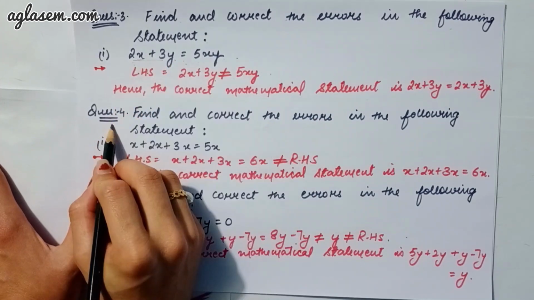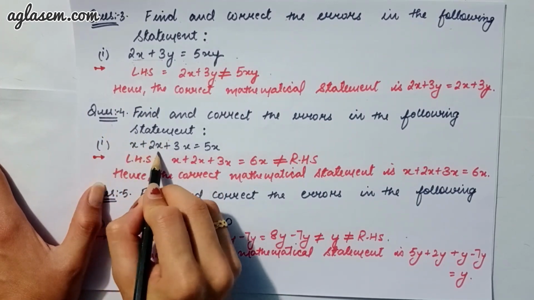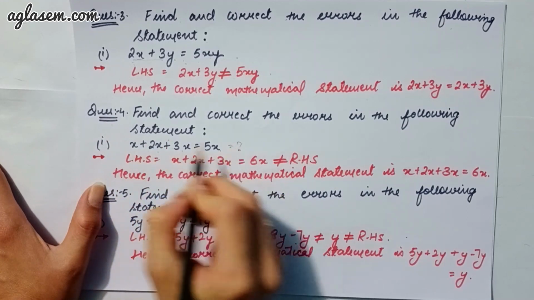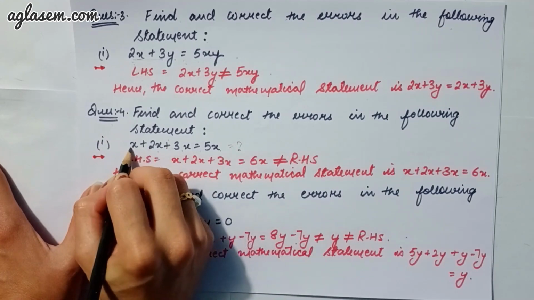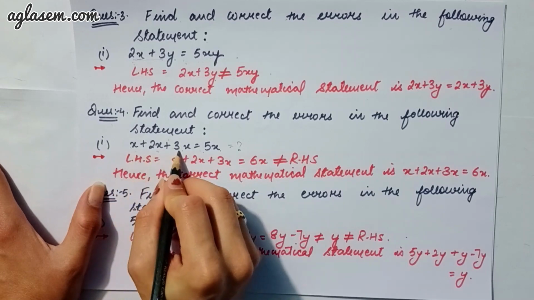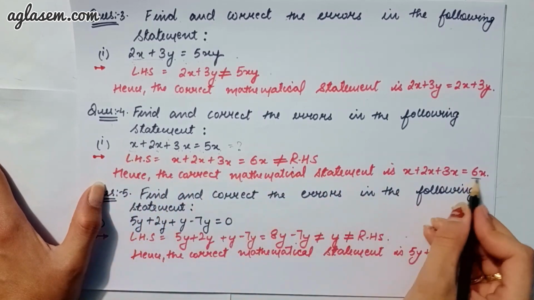Moving to a fourth question which says, find and correct the errors in the following statement. x plus 2x plus 3x is equal to 5x. Is it so? If we add 3 plus 2, that is 5, plus 1, 6x. So x plus 2x plus 3x, that is LHS, is not equal to RHS, that is equal to 6x.